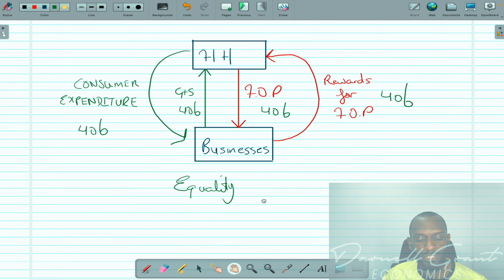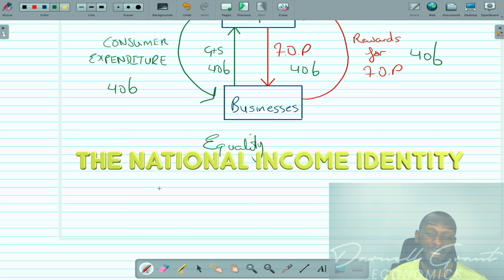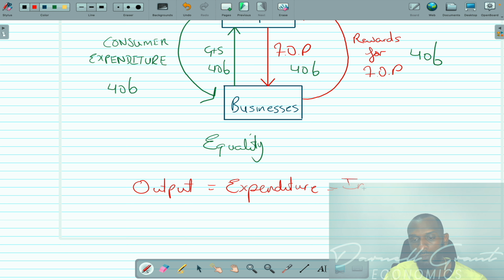Now, as we get into national income accounting, what I'm going to highlight to you is the national income identity. And that is a big thing that I need to know here. That's a big thing. Okay? And the national income identity reads as output is equal to expenditure, which is also equal to income. And since this is an identity, you can put it in any order and it still holds true.